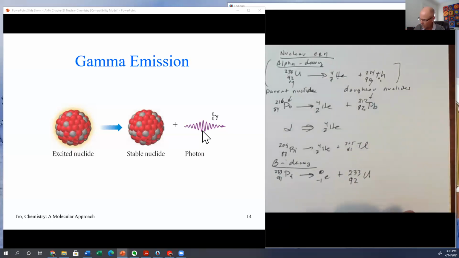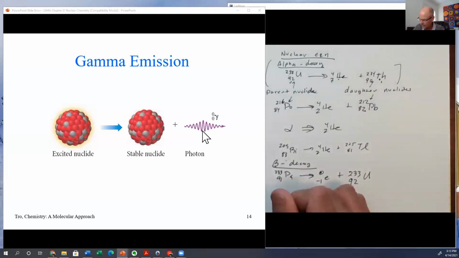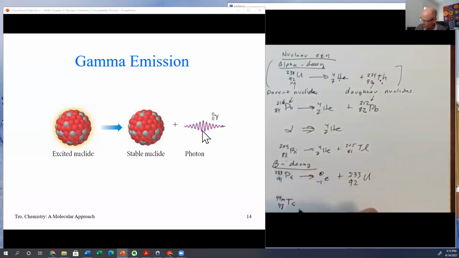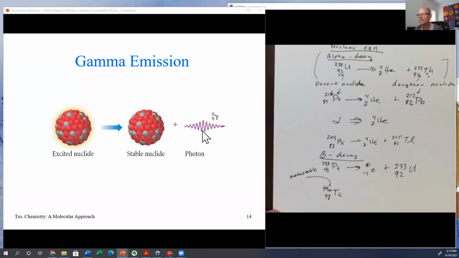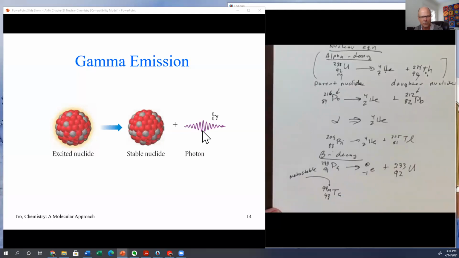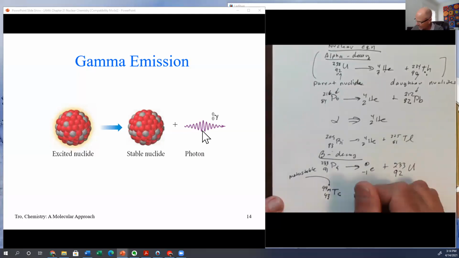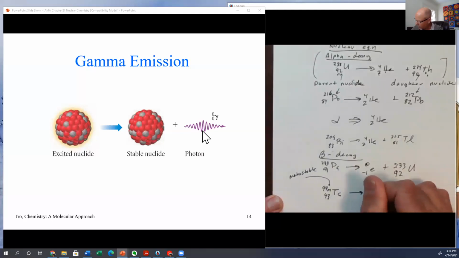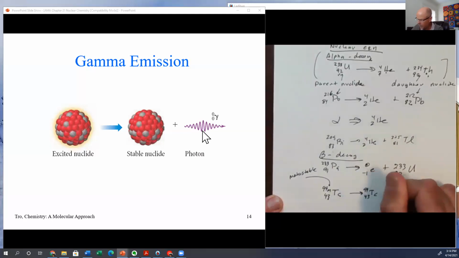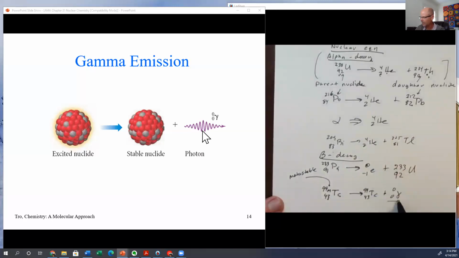For example, there is a particular element called technetium-99m, and we put an M here. That M means metastable, which means it can last in this unstable state for a fairly long period of time. But it decays to form the same element plus a gamma particle, gamma 0 0. We write gamma 0 0 like this because it has no mass and it has no charge.